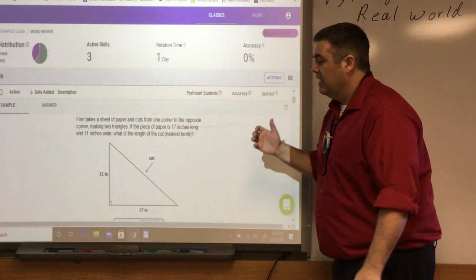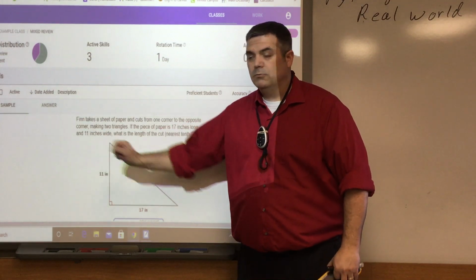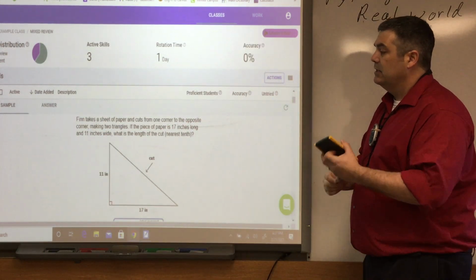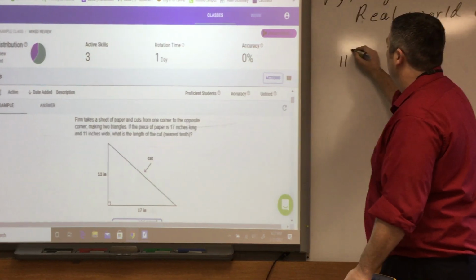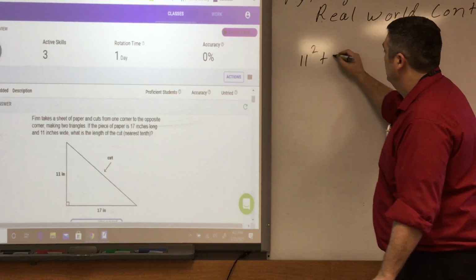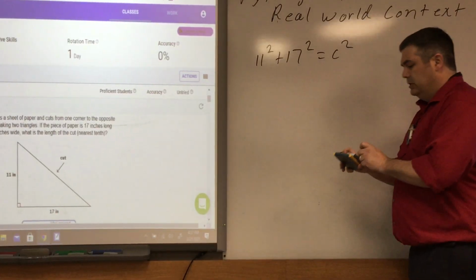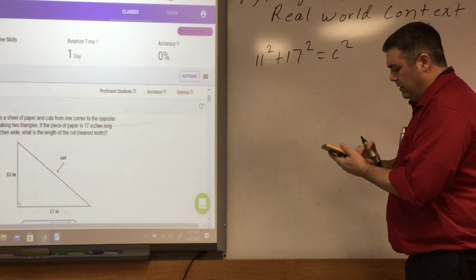What is that distance between here? Okay, so what did they give us? They gave us the legs. They're asking us to find the hypotenuse. Remember, the hypotenuse is opposite the right angle. So all we're going to do is we're going to take these numbers, plug them into Pythagorean's theorem. 11 squared plus 17 squared equals c squared. And we're going to just plug these in our calculator, make sure we get them right, and go from there.